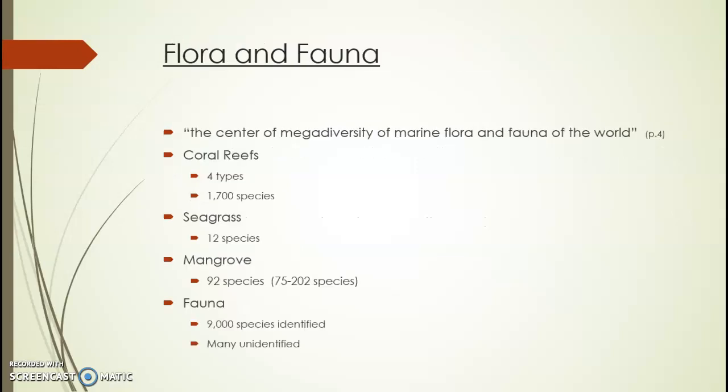There is a large amount of flora and fauna in this area. The report identifies that the Indonesian area has been called the center of megadiversity of marine flora and fauna of the world. Of these types, there are 4 types of coral reefs containing about 1,700 different species, nearly 12 species of seagrass, 92 species of mangroves, but depending on which report, it varies between 75 and 202 species. And nearly 9,000 different species have been identified of different fauna. And it has been noted that many have yet to be identified.